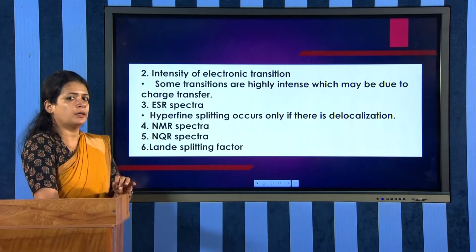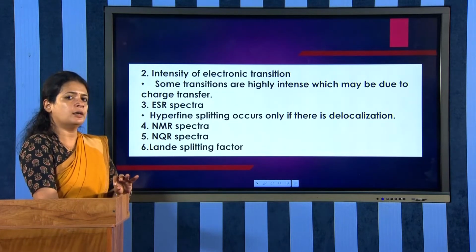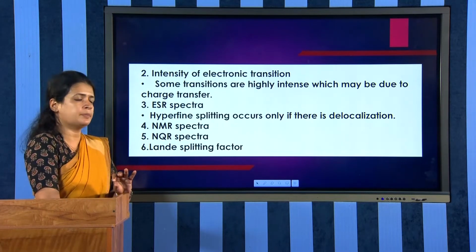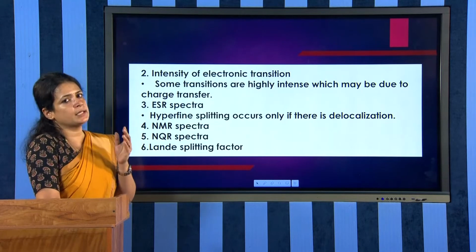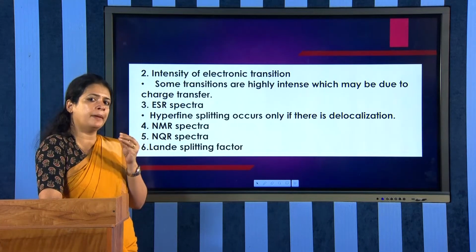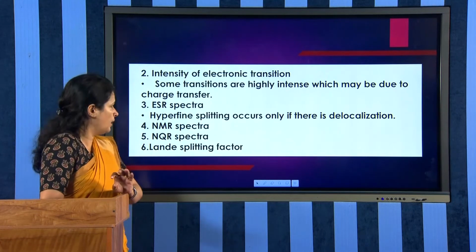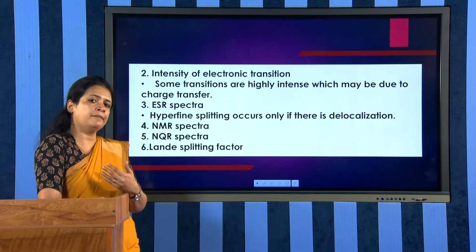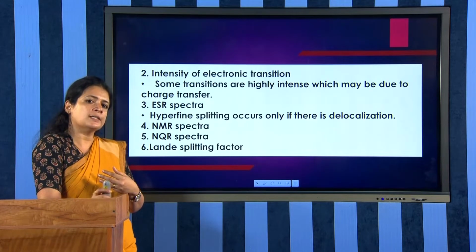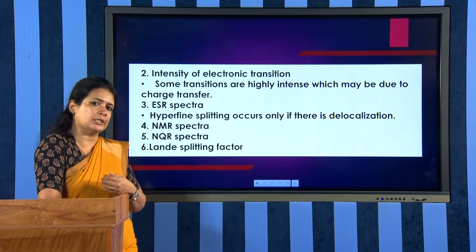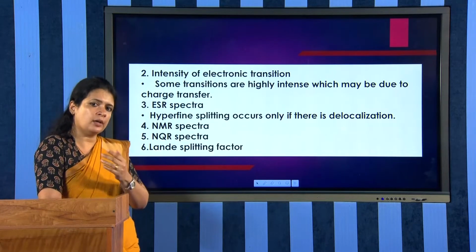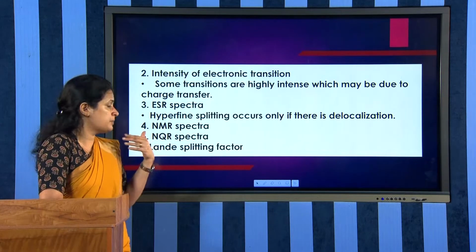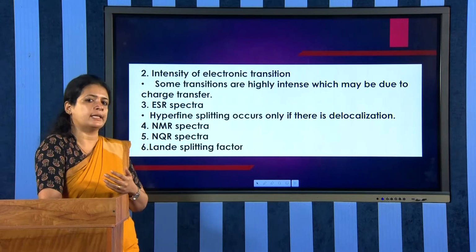And the third one is ESR spectra, electron paramagnetic resonance, or electron spin resonance. This ESR spectra is mainly shown by complexes having unpaired electrons. In ESR spectra, we have the hyperfine splitting. Hyperfine splitting occurs only if there is some kind of delocalization. Delocalization means there is a covalency. So, hyperfine splitting is also an evidence for the covalency.